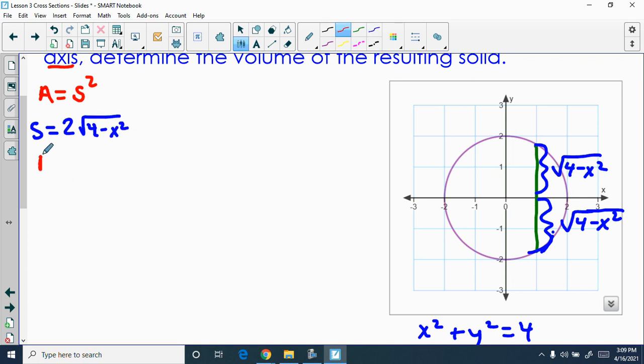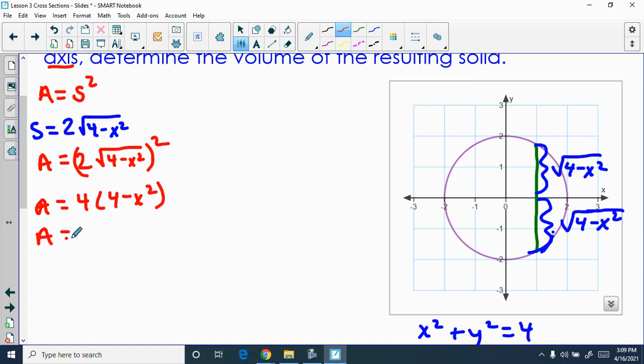So I'm going to plug that into my area formula. So I'm going to have 2 times the square root of 4 minus x squared, the whole thing squared. And I'm going to simplify that. So we're going to get 4 times 4 minus x squared. And then distribute my 4. So 16 minus 4x squared is my area.